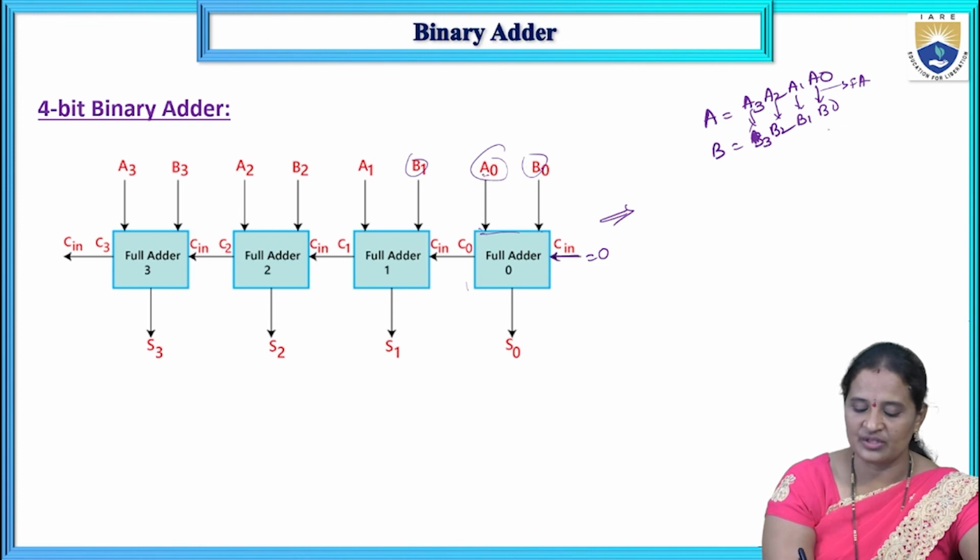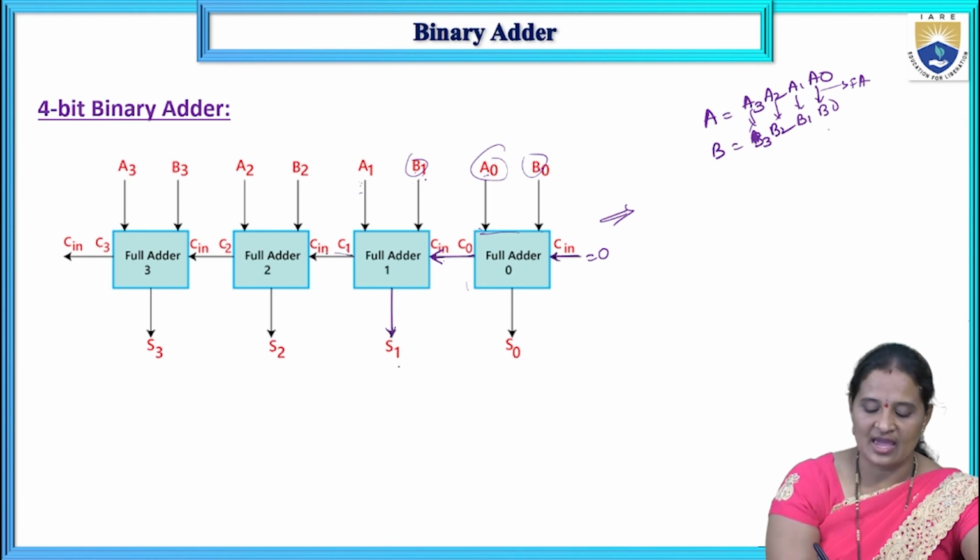So the carry input is considered to be 0, and the addition of these will produce the sum output. The carry output is given as the carry input to the next full adder, whereas the other 2 inputs of the next full adder, full adder 1, are A1, B1. By adding A1, B1 and the carry, it produces the sum S1 and a carry. That is the second bit of the sum.